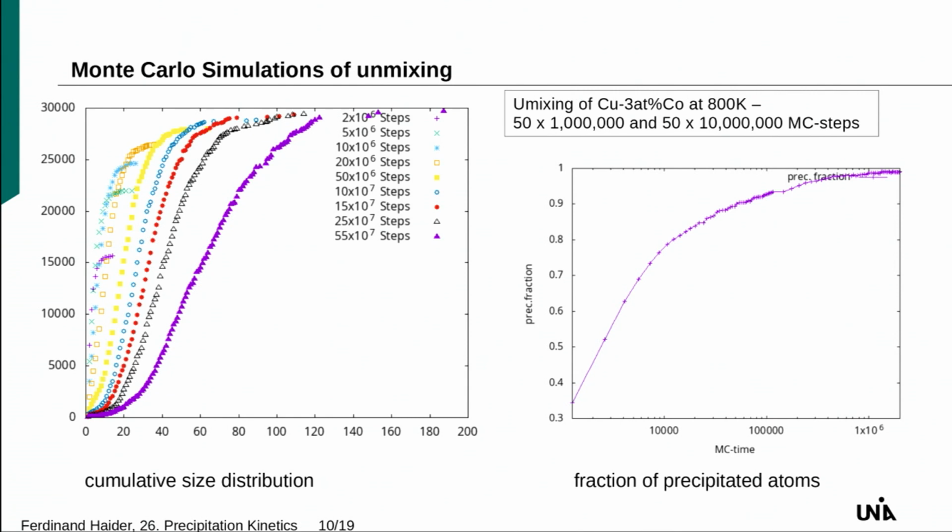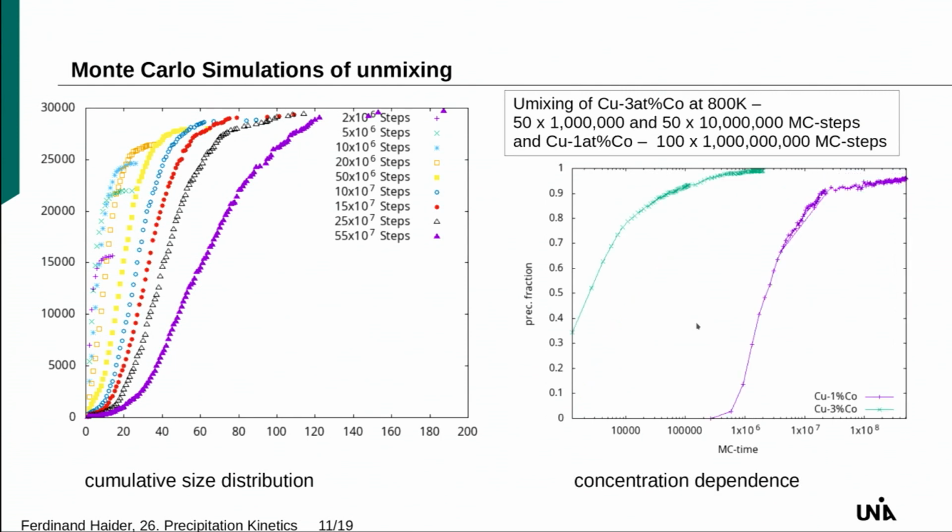Here's the fraction of precipitated atoms, which approaches 1 after a long time. And here you see it for two different concentrations, 1% and 3%. Of course you see that this precipitation process proceeds much faster at a higher concentration than it would at a lower concentration. That's clear. If you have only 1%, the B atoms have to diffuse quite a long distance until they meet another one. For 3%, it's more probable.